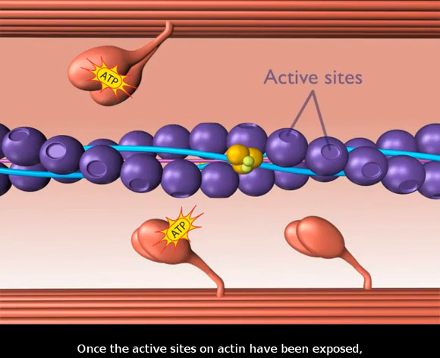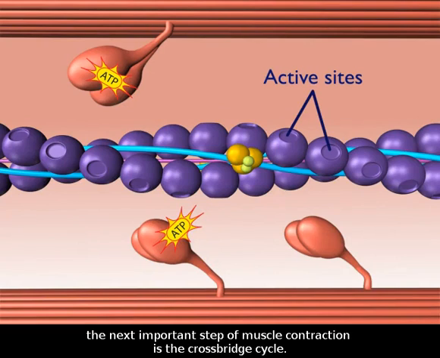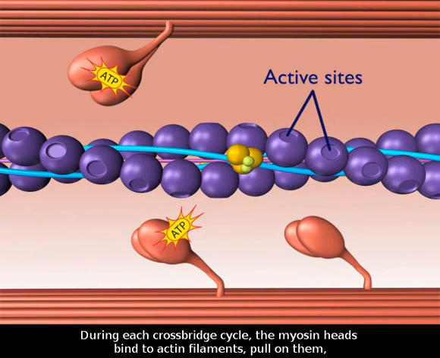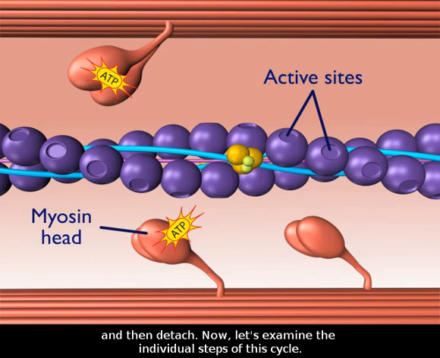Once the active sites on actin have been exposed, the next important step of muscle contraction is the cross-bridge cycle. During each cross-bridge cycle, the myosin heads bind to actin filaments, pull on them, and then detach. Now let's examine the individual steps of this cycle.